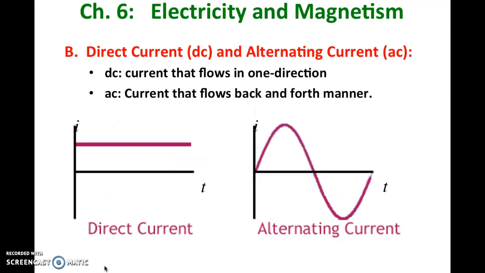Electric current can be categorized into two types according to whether they change direction or not: direct current and alternating current. Direct current, DC, flows in one direction. Alternating current flows in a back and forth manner, so sometimes it reverses the direction.